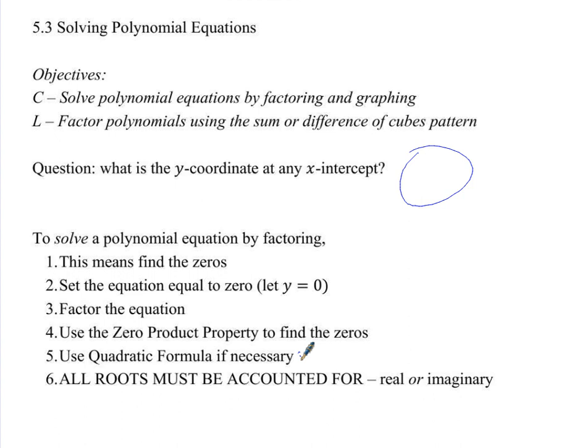Number 6 is probably the most important thing. All roots must be accounted for, real or imaginary. So we're going to get back into imaginary numbers in this section a little bit. We can have imaginary roots. If my quadratic equation does not cross the x-axis, then that means that there are 2 imaginary roots. If my 4th degree polynomial crosses the x-axis only twice, then that means that there are 2 real and 2 imaginary roots. And when you have imaginary roots, you're going to be forced to use the quadratic formula because you can't factor a problem if it has imaginary roots.